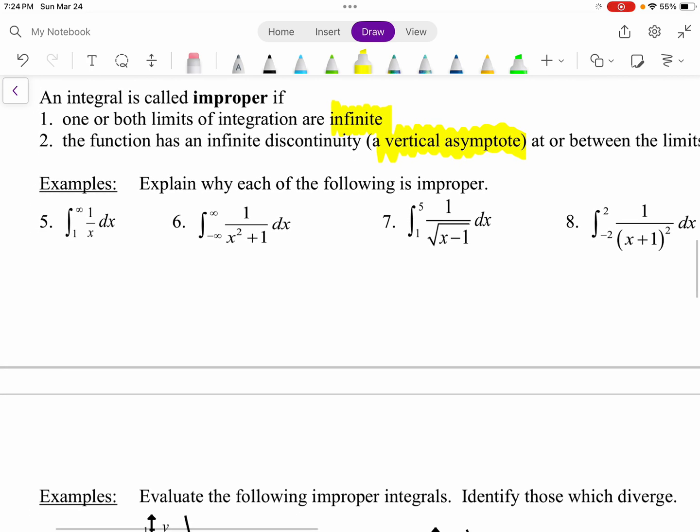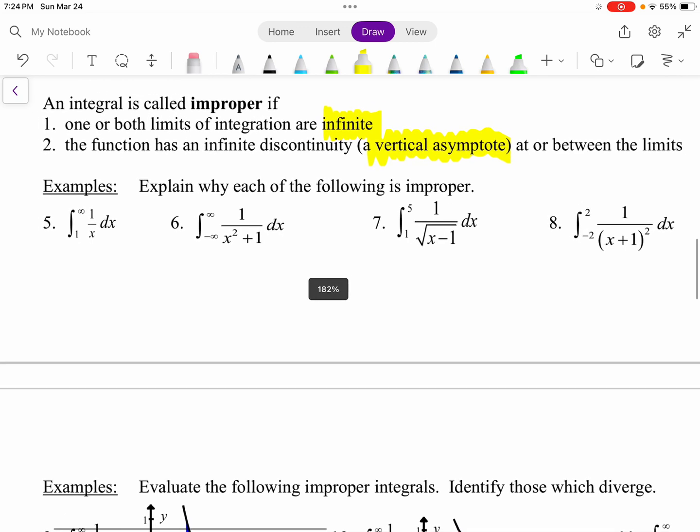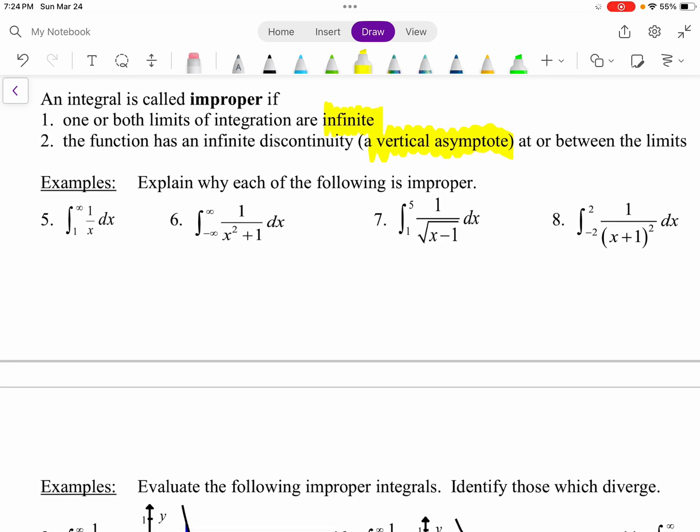So here's some examples, and I'll kind of explain why these have to be. Well, actually, you know what? Look at that definition, pause this video really quick, and you decide on 5, 6, 7, and 8, decide why they are improper integrals.